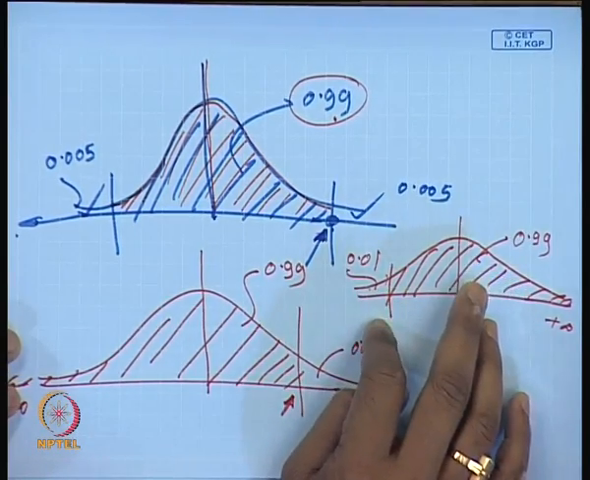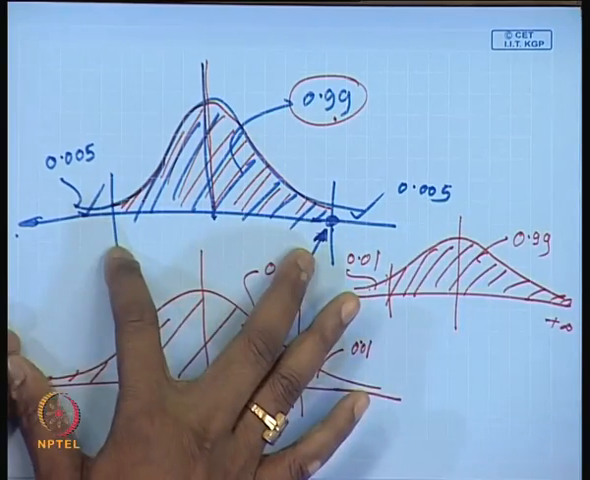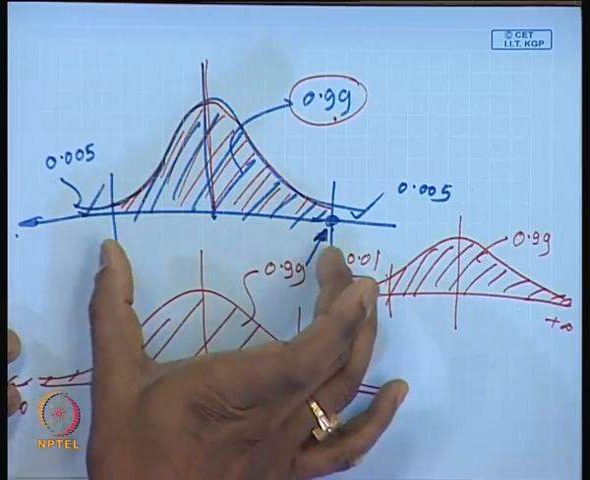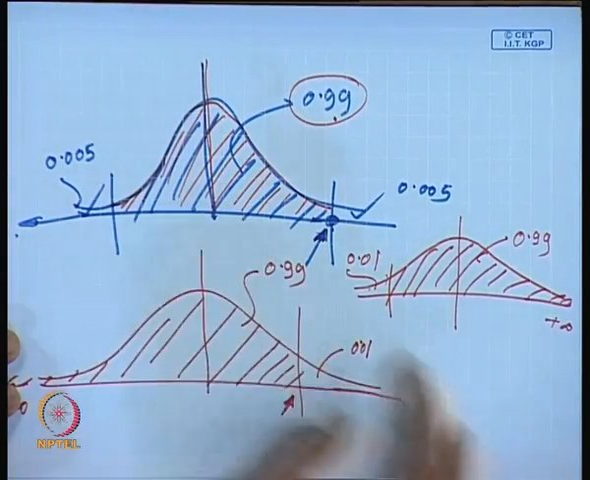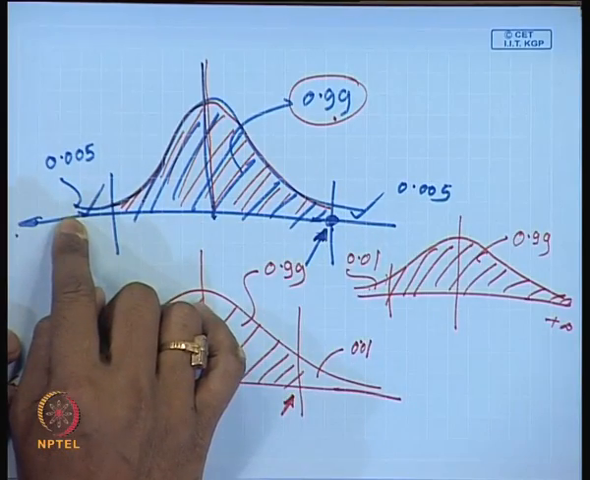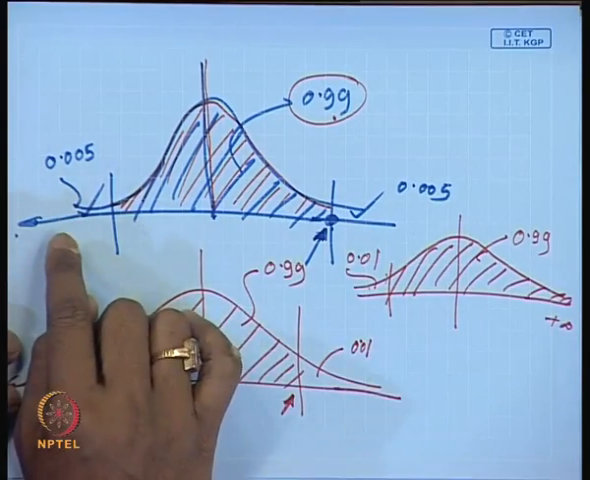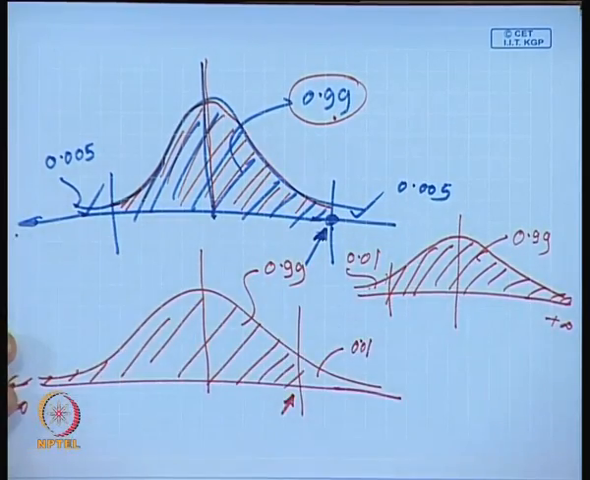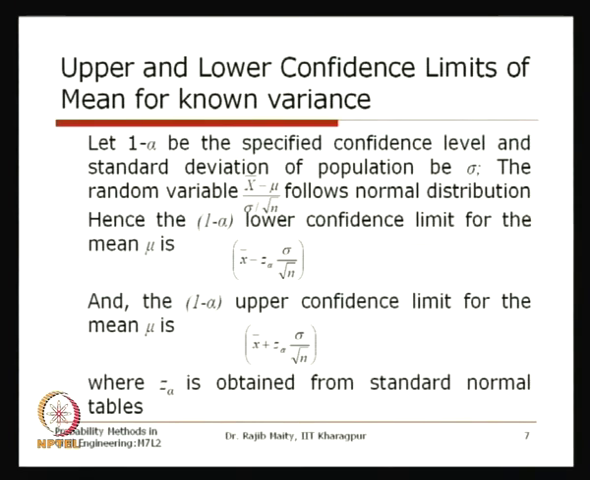Similarly, for the lower limit, in contrast to the earlier case where the confidence interval is symmetrical with respect to the central value, and the remaining probability is equally divided between the upper side and the lower side. We will now see for such cases how we can get these confidence limits.